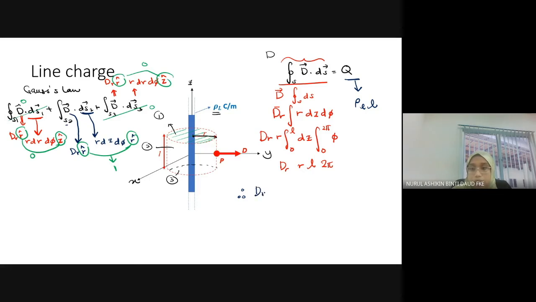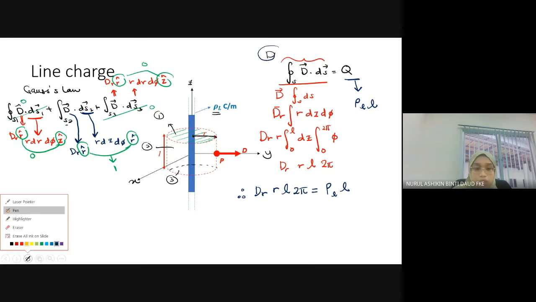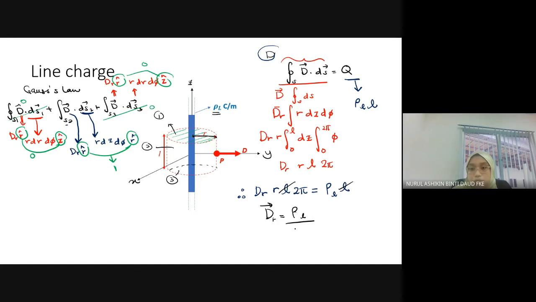So the final will be D times r L 2 pi equals rho L times the length L. Since we want to determine D, this L can be cancelled to each other, so D will be rho L over r 2 pi. Okay, so this is going to be our D.